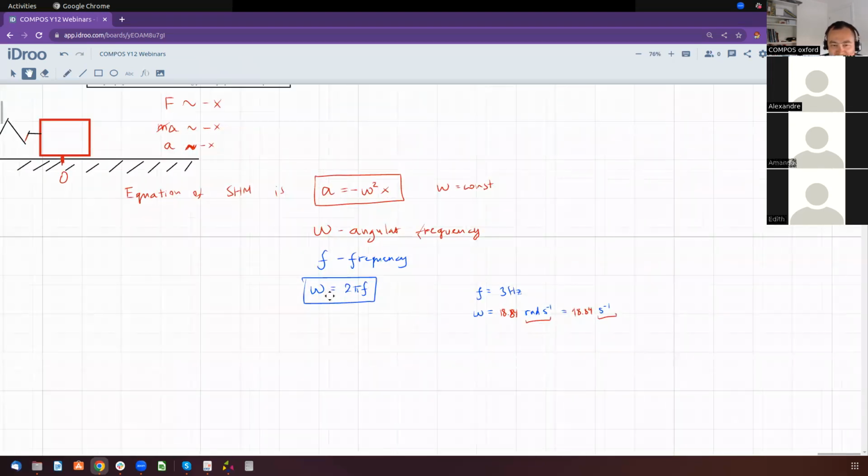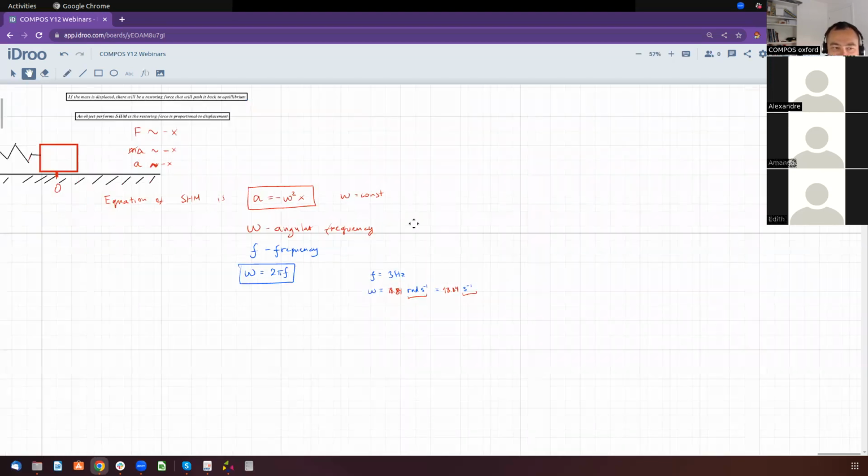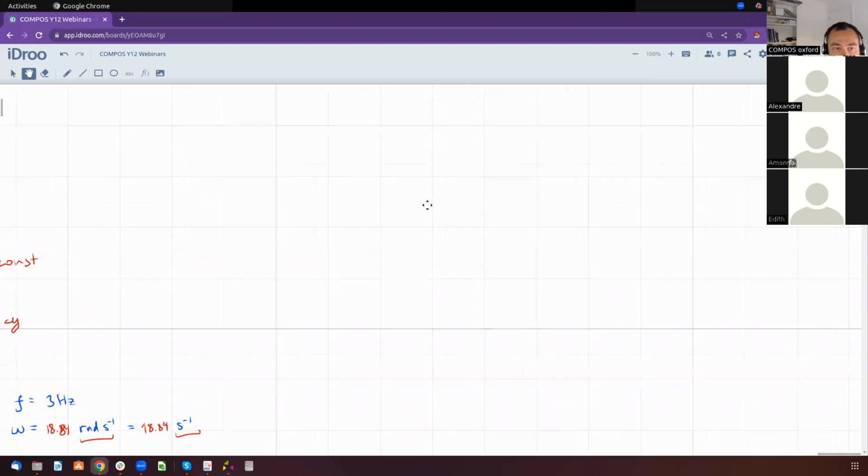Now, angular frequency is a very convenient way of thinking about frequency. It's not the actual angle per second. It's not the angle through which it swipes per second, like the pendulum. It's just a convenient way to mathematically assess the oscillations.